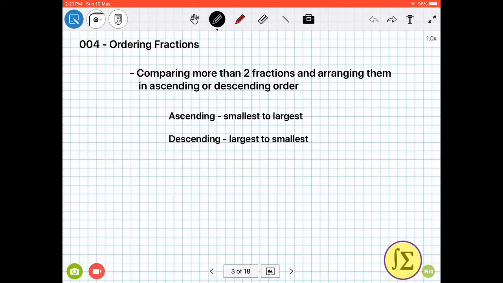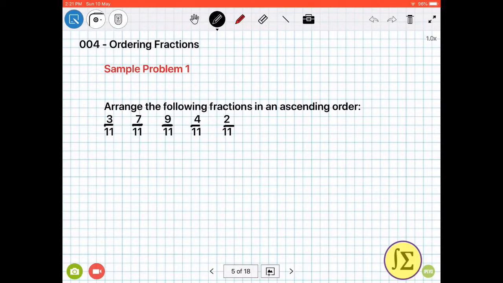When you say ascending, it means arranging the fractions from the smallest to the largest. And when you say descending, it means arranging the fractions from the largest to the smallest. When you compare fractions, we're going to use the same methods that we learned in lesson 3, comparing fractions. In that video, I showed you 3 methods. If you need to refresh, it'd be good if you go back and play that video again. But when we go through the samples, we'll apply the same methods, okay?